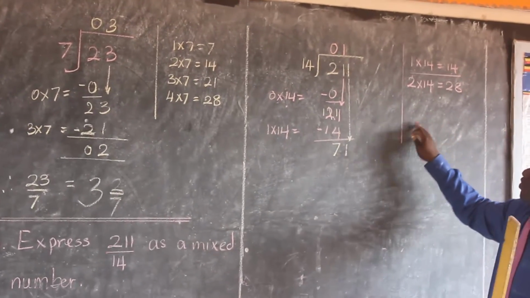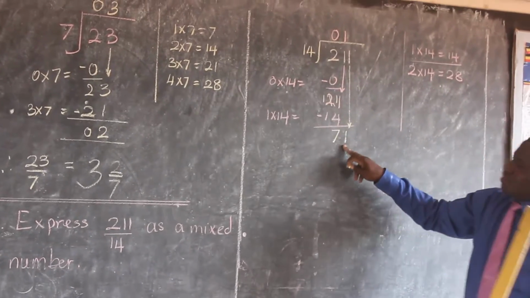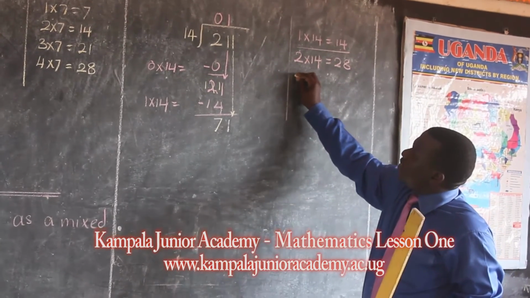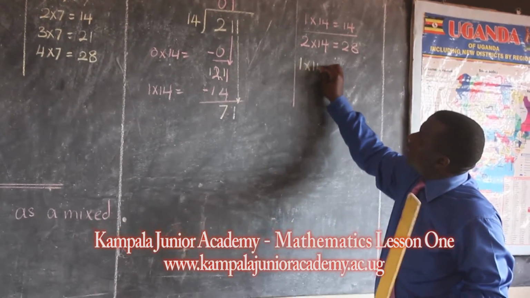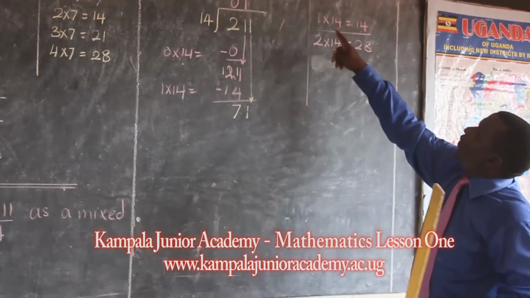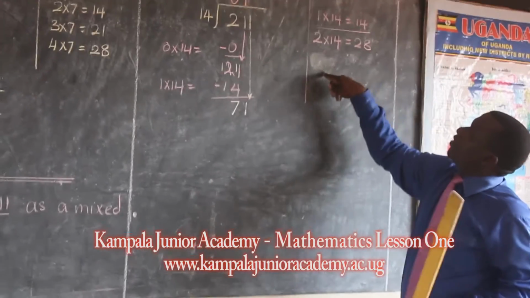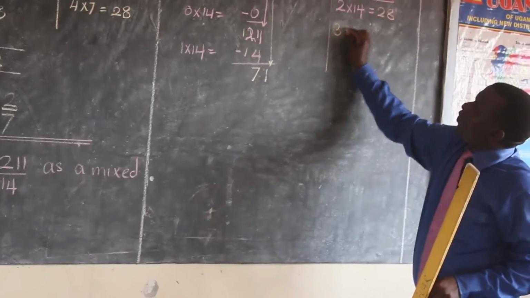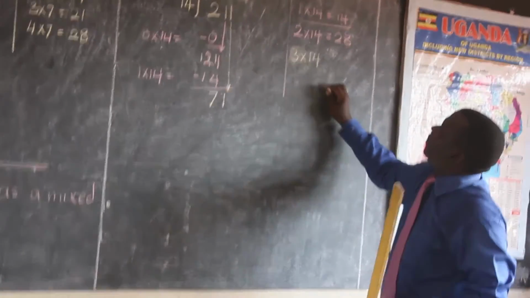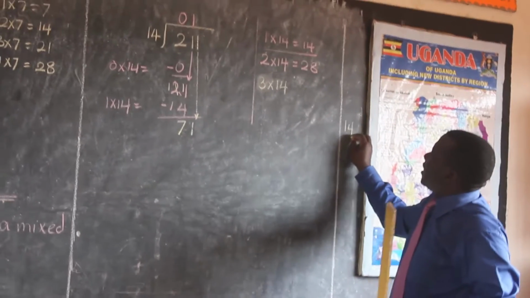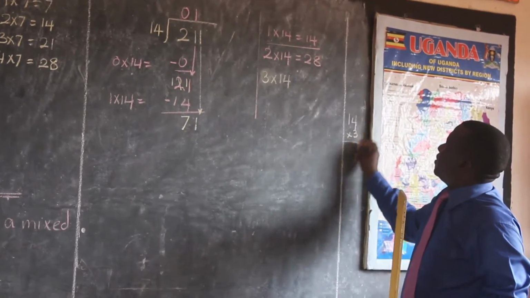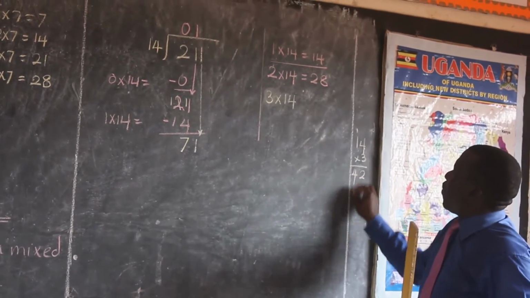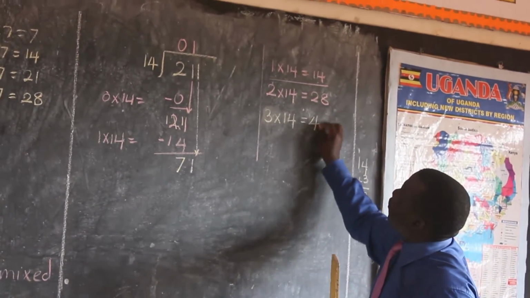Which number must you multiply with 14 to give you something near 71? So we shall have 1 times 14. We already have 1 times 14, which gives us 14. 2 times 14 gives us 28. Now let's move to 3. What is 3 times 14? 14 times 3: 3 times 4 is 12, carry 1. 3 plus that 1, 4. So you get here 42.